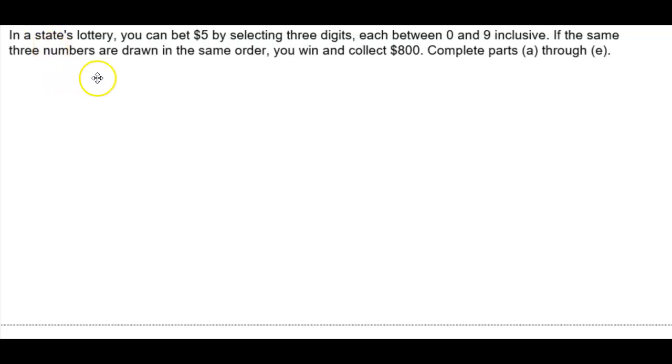In the state's lottery, you can bet $5 by selecting 3 digits between 0 and 9 inclusive. If the same 3 numbers are drawn in the same order, you win and collect $800. Complete parts A through E.